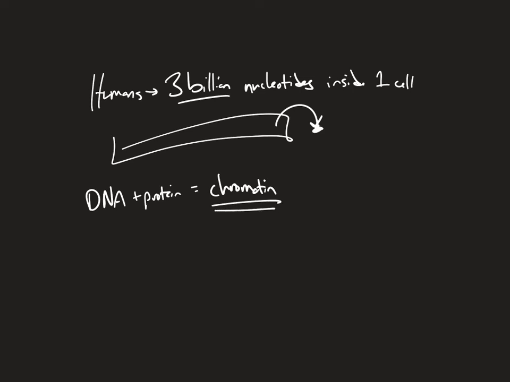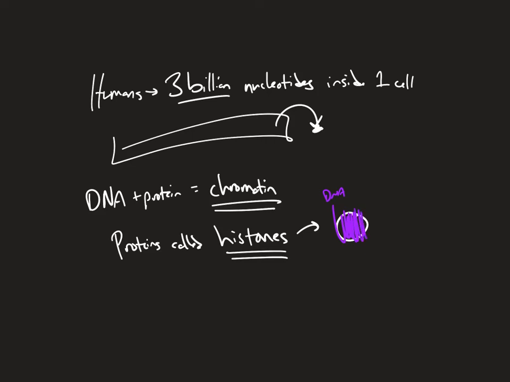Basically, you can think about it like wrapping a string around a spool, like a spool of thread. This allows us to put a massive length of something really skinny into a tighter space by wrapping it around something. So chromatin is made of proteins called histones. We take this histone protein, and then we take our DNA and wind it around and around that histone.